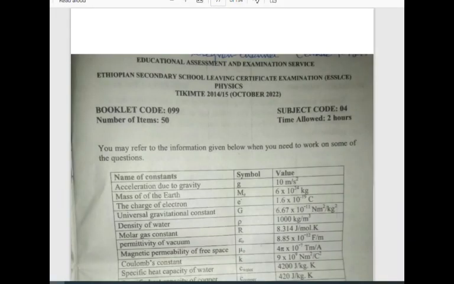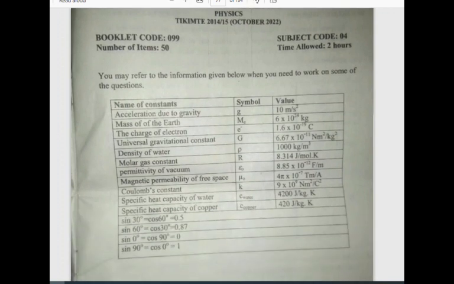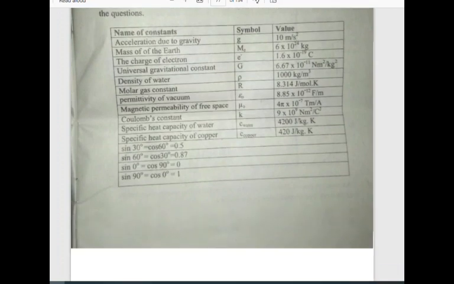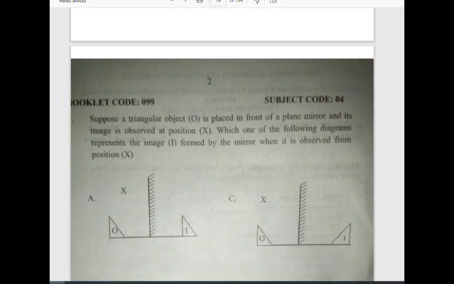Give answers for each of the questions in the exam given in October 2022 or 2014-15. So here are the constants. You can take acceleration due to gravity as 10 meters per second squared, mass of the Earth 6 times 10 raised to 24 kilograms, and so on. Today we only need to solve 5 questions.